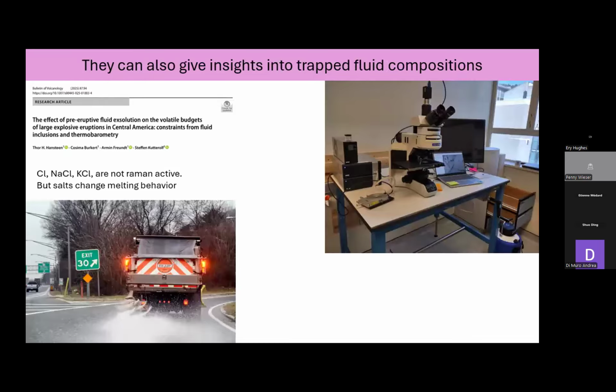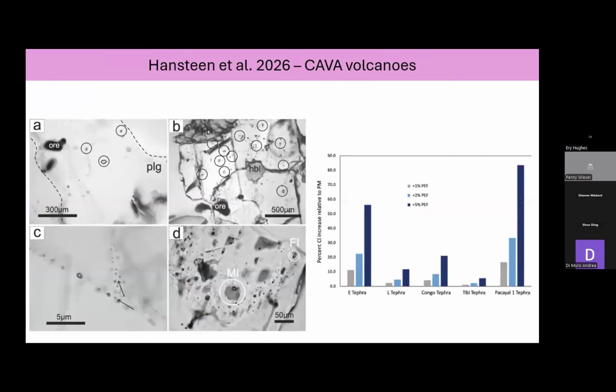So fluid inclusions can also give us insights into trapped fluid compositions. There's a great paper by Thor Hansteen. They are looking at fluid inclusions from the Central American arc. And although chlorine species are not Raman active, they do change the melting behavior of fluids. Anyone who lives in a cold place knows this. This is why we spread salt on the roads. So they basically looked at the phase transitions of these fluid inclusions and said how much chlorine is in that fluid. So here's just some pictures of the beautiful fluid inclusions they had.